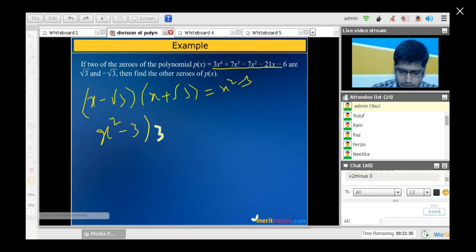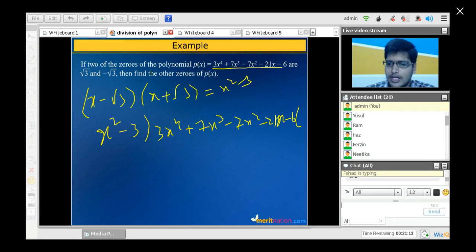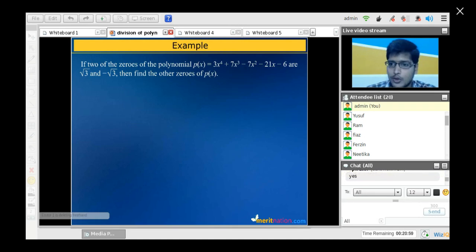x square minus 3, 3x power 4 plus 7x cube minus 7x square minus 21x minus 6. Guys, I'm not going to solve it. It's a very big division. Every one of you should solve it for yourself. Once after you get the quotient, you will get the quotient in the form of a quadratic polynomial, and you need to split the middle term of the quadratic polynomial to find out the other zeros. Every one of you note down this as a homework.